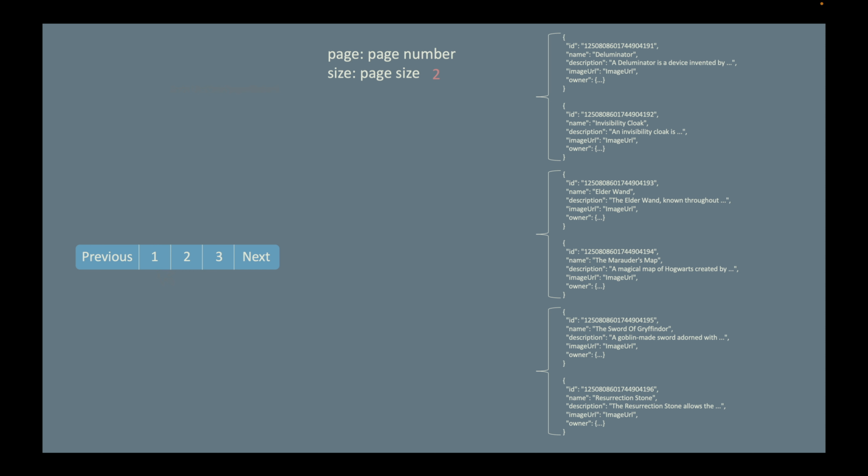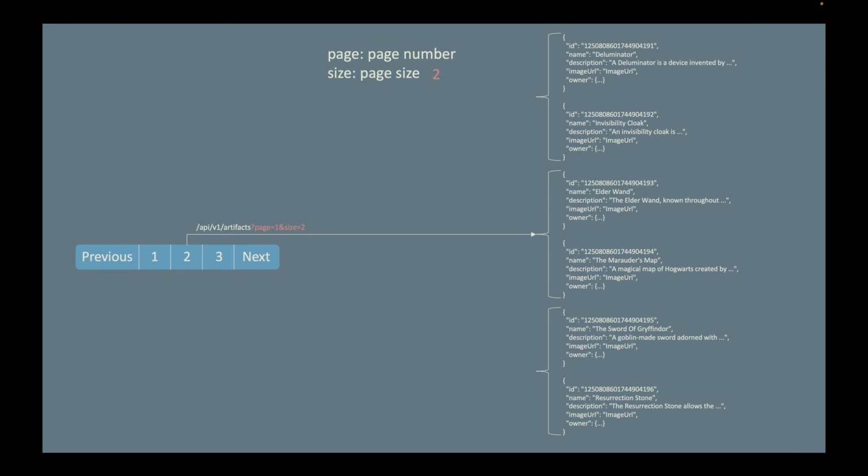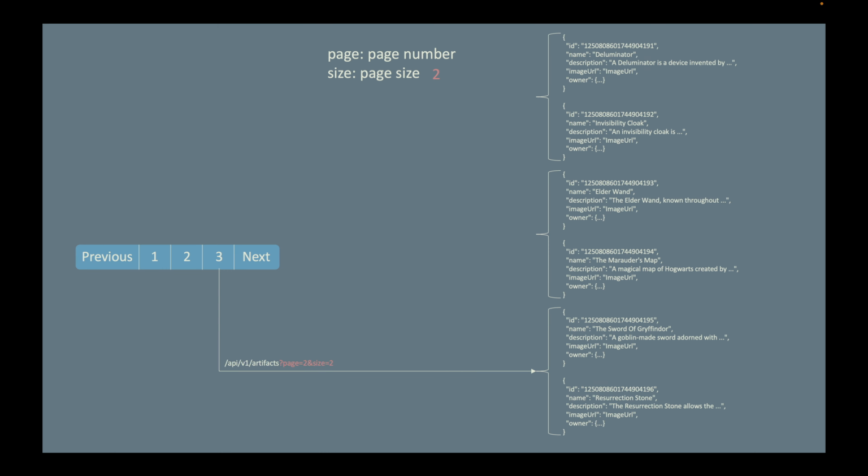When a user clicks the Page 2 button, the JavaScript code will make this request to the backend. When a user clicks the Page 3 button, the JavaScript code will make this request to the backend. With this, let's go back to the API document and make some changes to the findAllArtifacts endpoint.